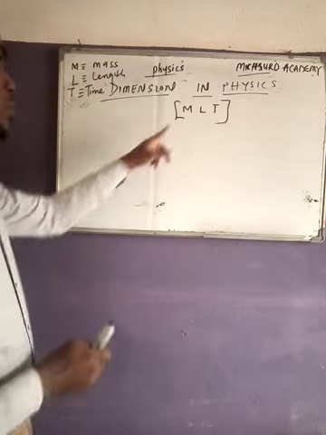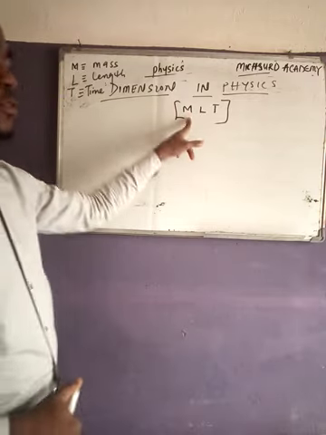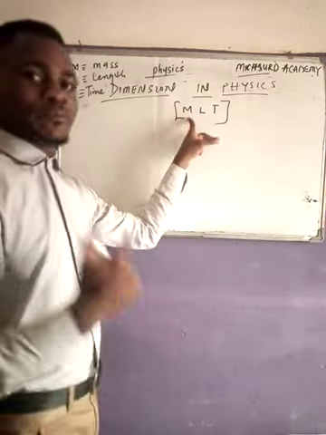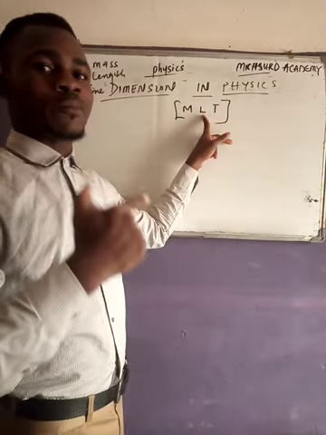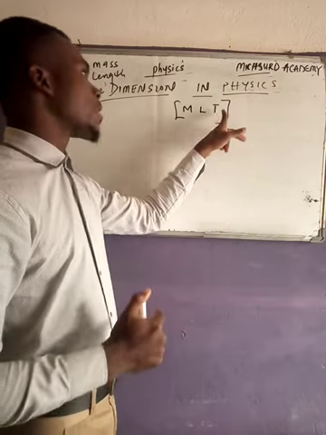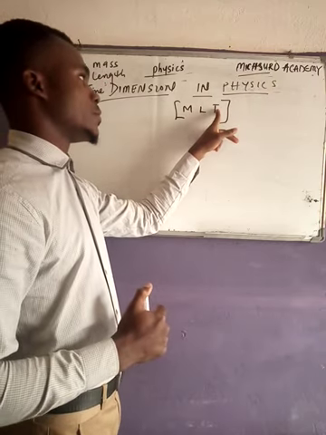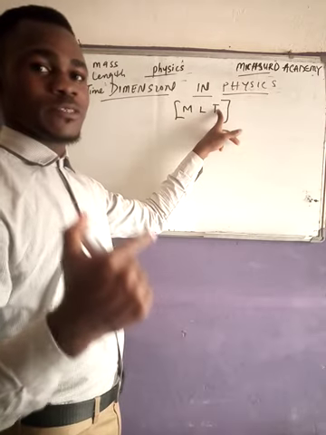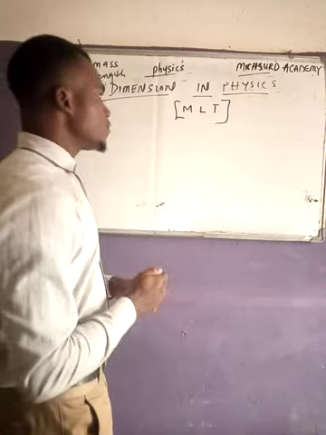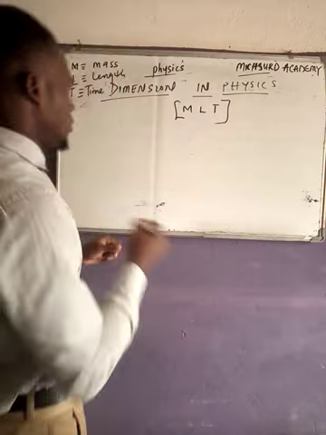So when you see capital M, we are talking about dimension for mass. When we look at capital L, we are talking about dimension for length. And when you look at capital T, we are talking about dimension for time. All right, so now let's use this example.